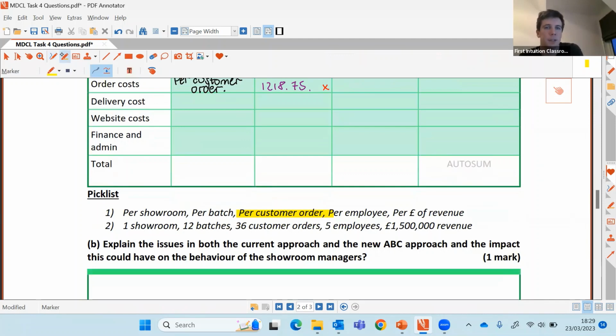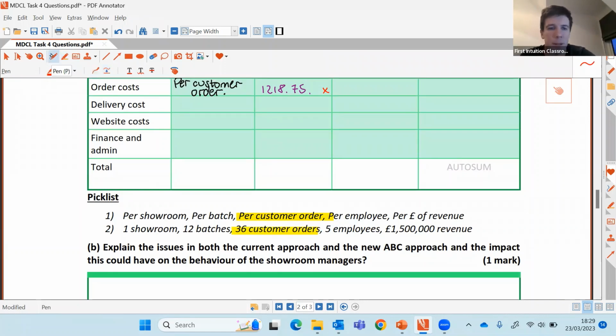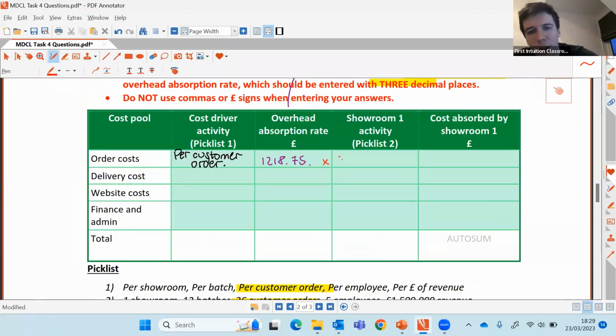So looking at the list again, it asks us to select from pick list 2. You've told me it was per customer order. So we're going to multiply it by the fact that in showroom 1, there are 36. Well, there will be 36 orders. So if it's £1,218.75 per order, and there are 36 orders in showroom 1, multiplying the two together will give you £43,875.